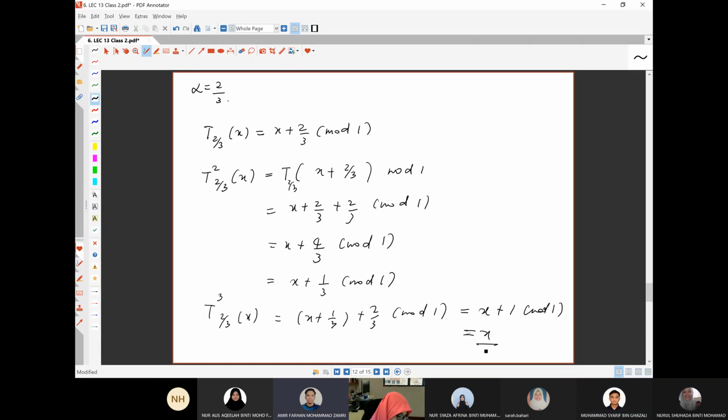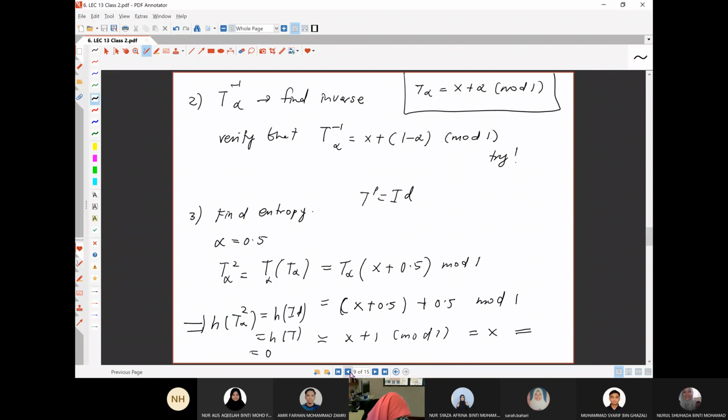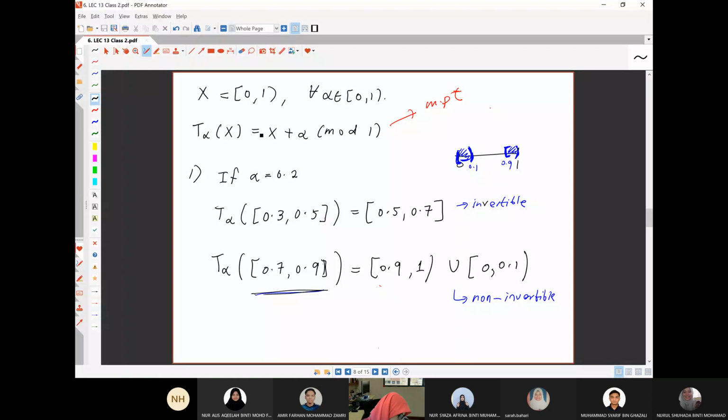Wow, so it is the same. It doesn't matter what values of P over Q, as long as they are rational, T to the power Q will become periodic. Alpha has a range from 0 to 1 only, as in example number 1.